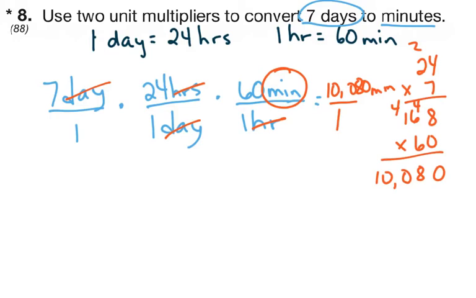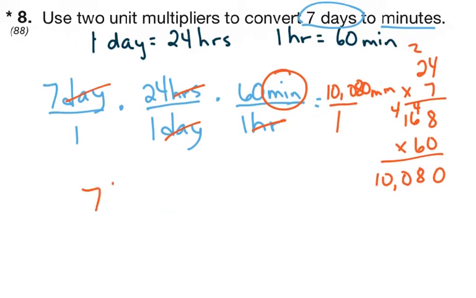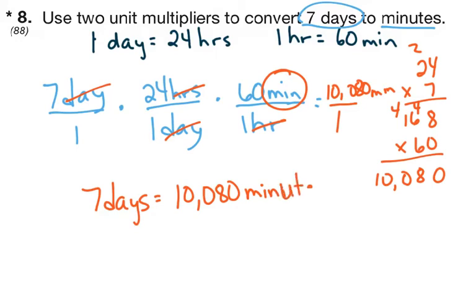Minutes. Now, I don't want you to leave it sloppy like I just wrote it. You're going to write it nicely. I would write 7 days equals 10,080 minutes. And I might even write it out, to be honest with you.